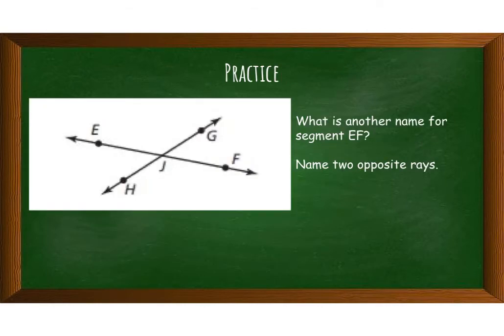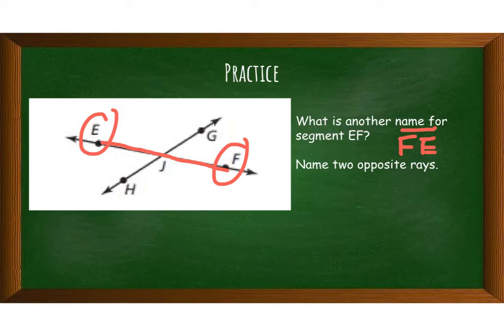And move on. So, some practice. What is another name for the segment EF? All right, so let's look. We've got E over here, F over here, okay? So the segment would be just this portion connecting them. The only other name for it, FE, okay? That's how we would write it. And then it says name two opposite rays.